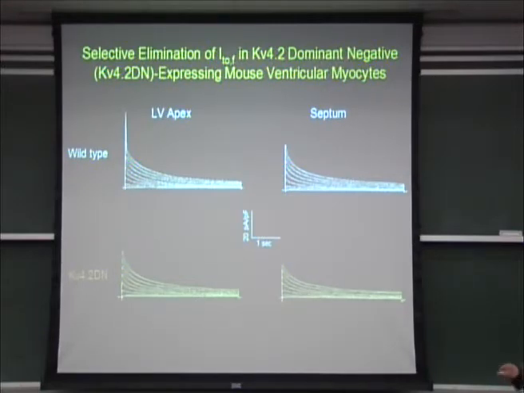But then interestingly, it's hard to see here, but I think I'll be able to show you in the next 2 slides, when we analyzed these records from the apex of the dominant negative myocytes, we found the presence of a slow transient current identical to what we had seen in the septum cell. So we weren't really sure whether eliminating the fast transient current simply revealed that current, or whether there was an upregulation of that current as a result of the loss of the fast transient current.